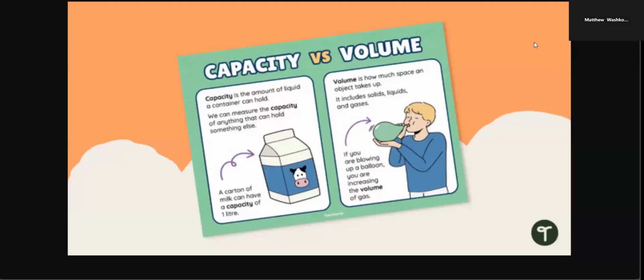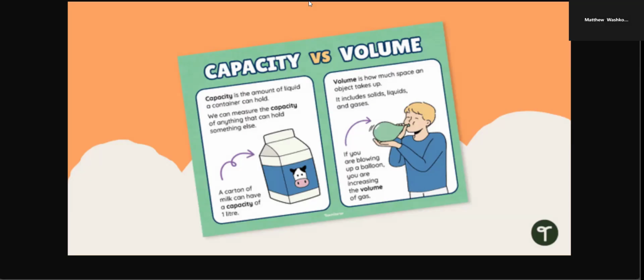Now, capacity is the amount of liquid an object can hold. Okay, it is referring to liquids, so liters, milliliters, gallons. Volume is how much space an object takes up, and that can include solids, liquids, and gases.